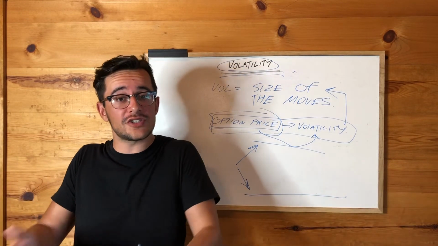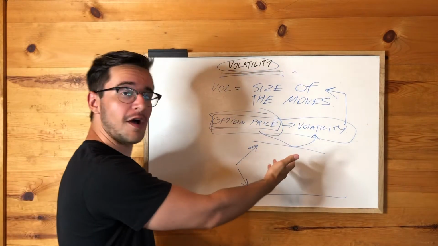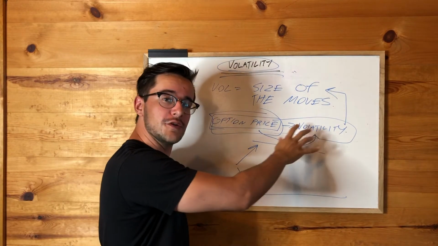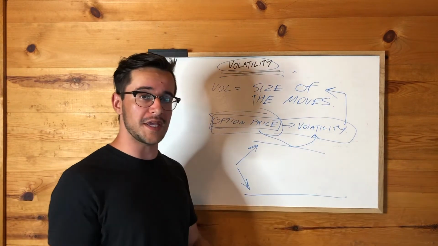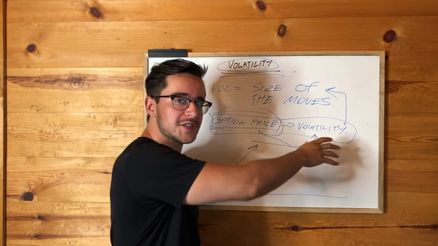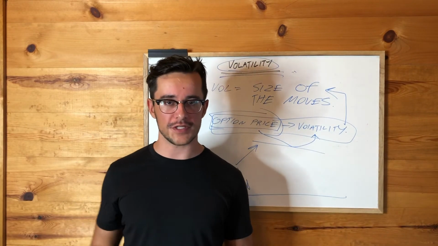Trading options is trading volatility. And how do we know this? Because it's a part of how options are priced. The option price is determined based on the future volatility that the market thinks there will be. So how are we supposed to be options traders without an understanding of volatility, or the size of the moves that there are going to be in the future for a stock?